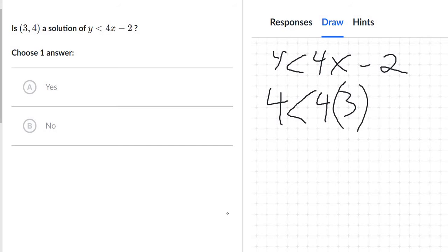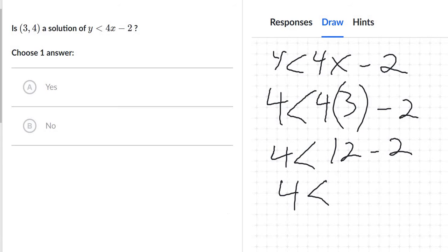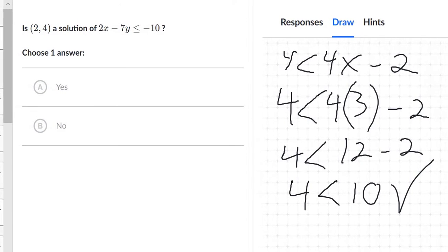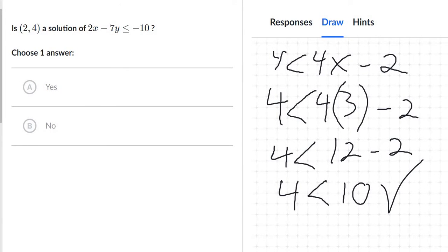Bring everything down. 4 is less than 12 minus 2. So yes, that is true. 4 is less than 10. So the answer would be yes, this is a solution. It does fit. Again, you should be trying these on your own before watching me do it.